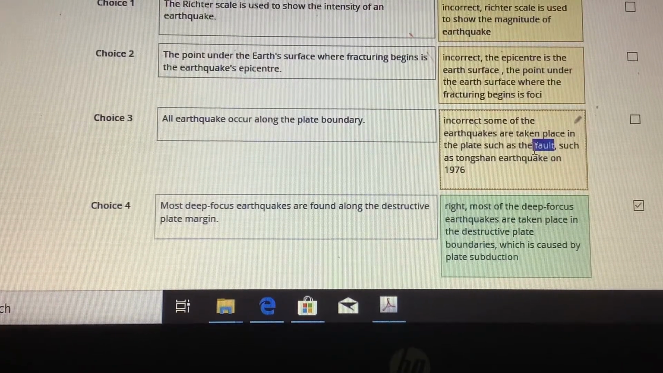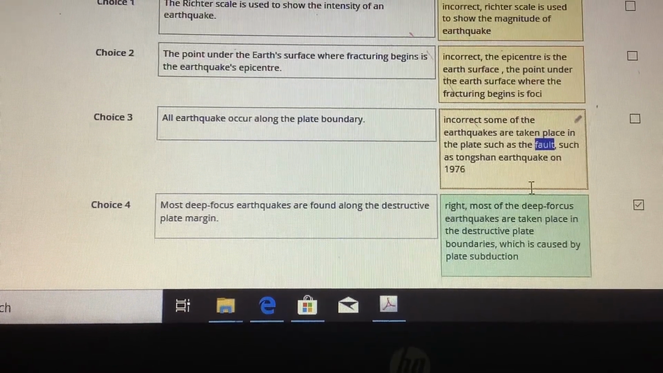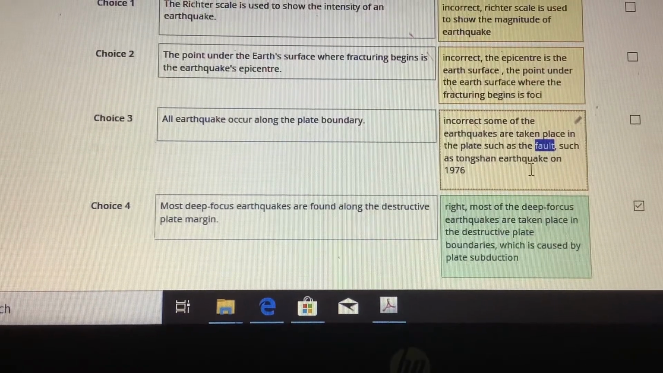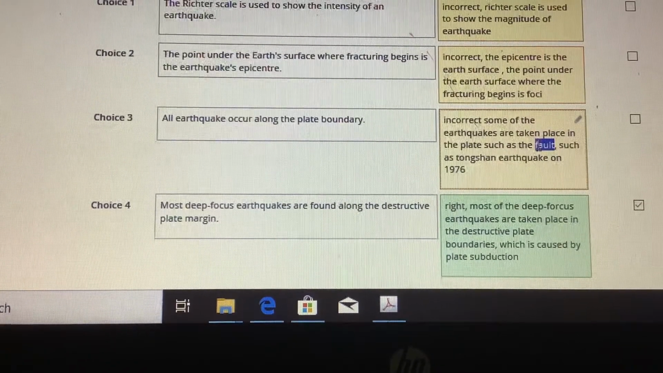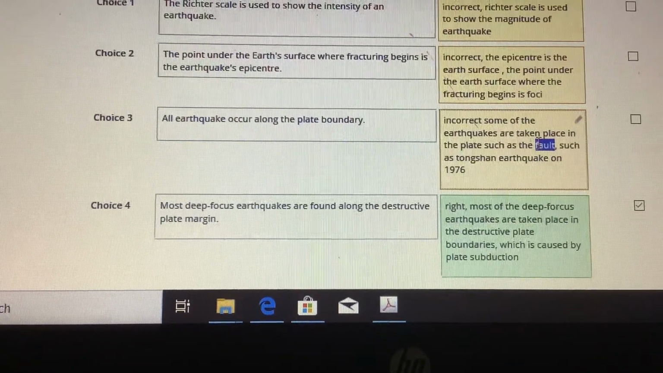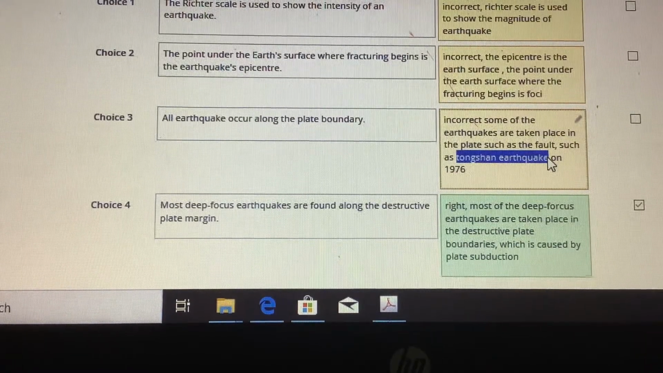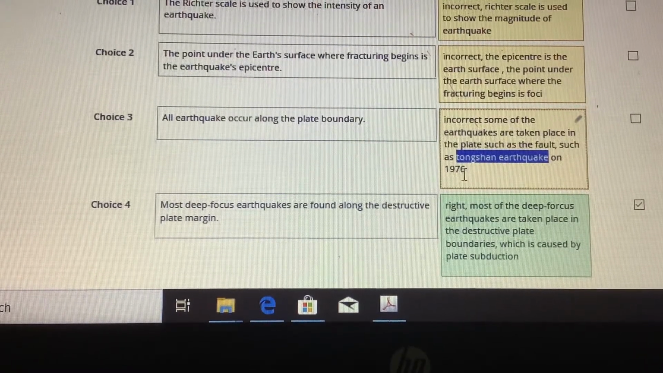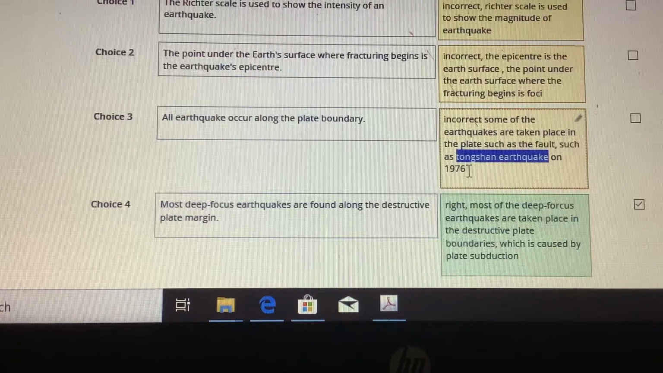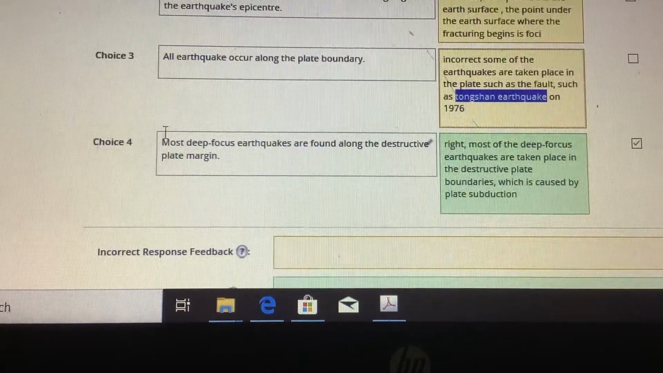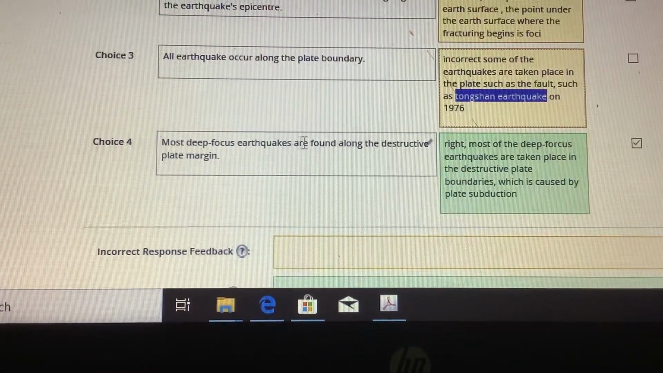Just like Hong Kong, Hong Kong has earthquakes sometimes. It's because Hong Kong is not on the plate boundary, but we are on the faults that extend from the plate boundary. Do you have any other examples? Just like the Tangshan earthquake in 1976. And then number four: most deep focus earthquakes are found along the destructive plate boundary.